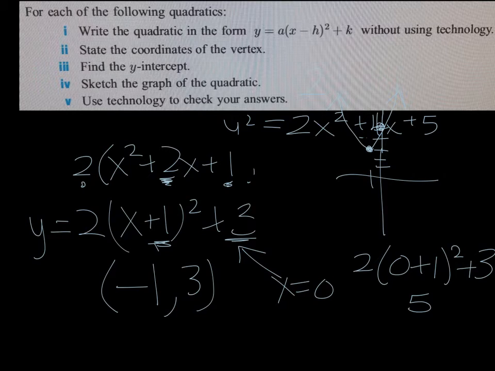For part 5, it says use technology to check, so just take out your TI-84. Type in that equation in either the beginning form that we had or the vertex form that we had, and make sure that it looks sort of like what I just drew in our little rough sketch. So there's an example of how to do one of those parts in number 2. You could do the other parts in basically the similar way.